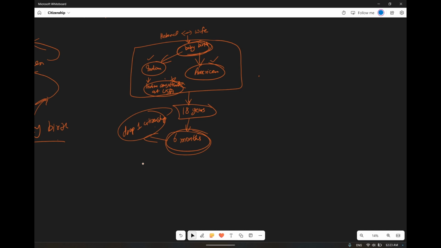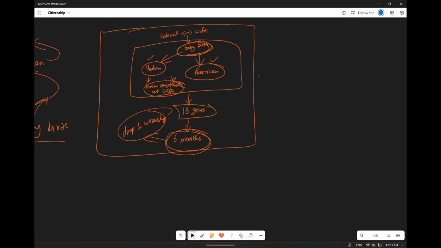Okay, and the child must drop one citizenship after that. So that is the process of it. Holding two passports within India is, and I think in almost other nations as well, a crime. So you can't hold two passports in any case.